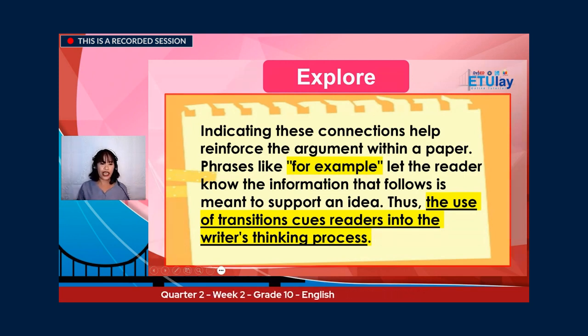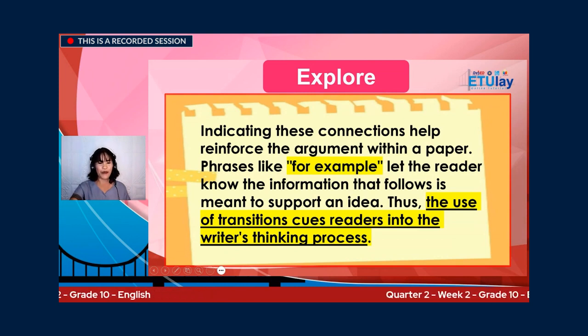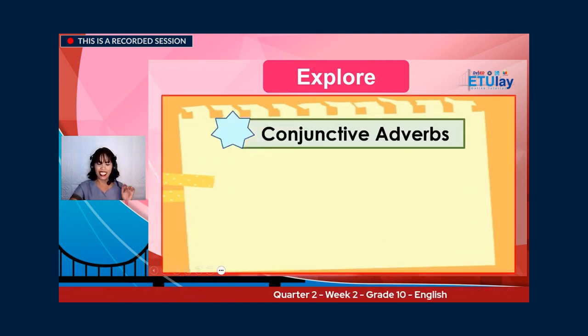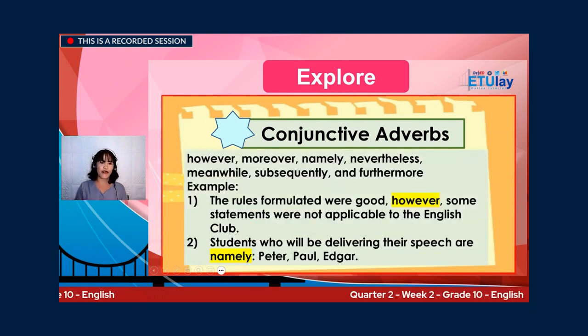We have phrases like "for example" that will let the reader know the information that follows is meant to support an idea. Thus, the use of transitions cues readers into the writer's thinking process. Dear wanderers, please remember that. And aside from the three types, we also have what we call conjunctive adverbs. What are conjunctive adverbs? These are very important in writing an argument.